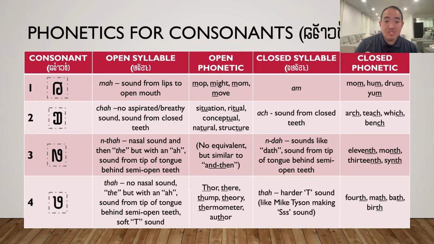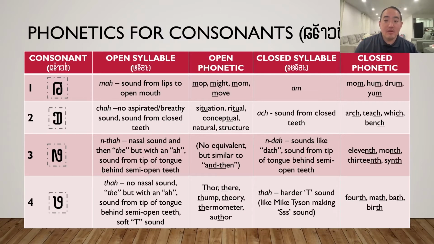The ma open syllable, it makes the sound. The sound is produced from the lips, like ma, right? To open. So sound from the lips, ma, to the open mouth. Now you'll see that you can hear this phonetic from the word like mop, might, underlined right there, mom, or move, right? And that's the open syllable to pronounce that. Fairly straightforward, pretty easy.